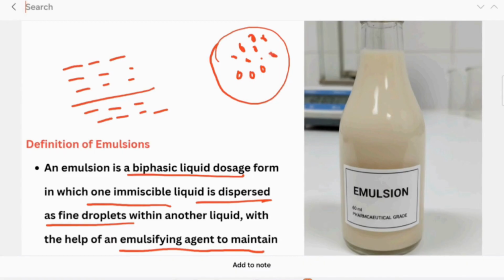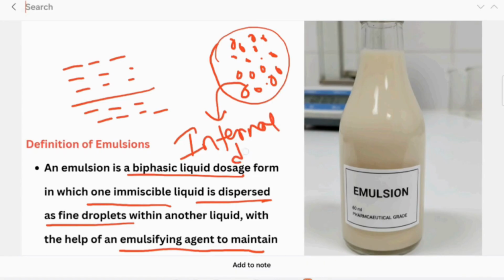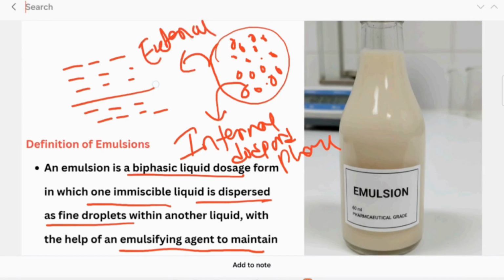Here, the phase which is in the form of fine droplets is called the internal phase or dispersed phase. And the phase which is surrounding this phase is called the external phase or dispersion medium.